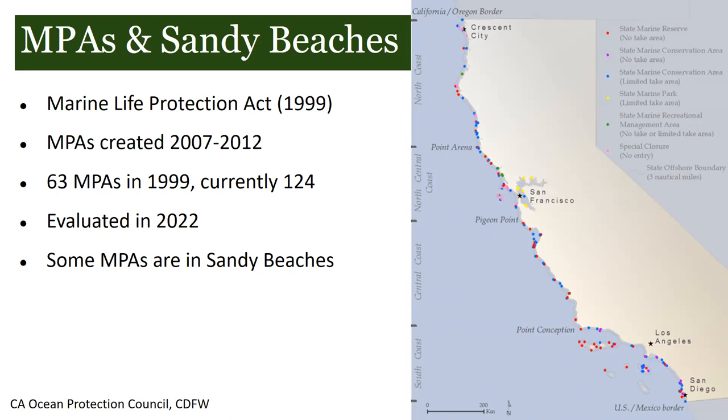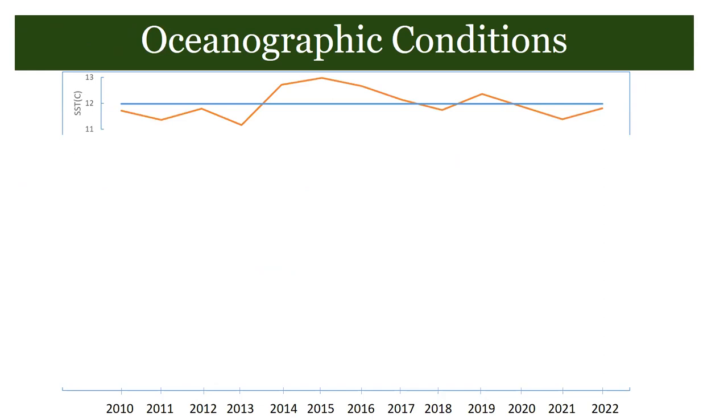Now, besides the human component, there is, of course, an oceanographic component to sandy beach surf zones. And I'm going to show you a series of panels on different environmental variables that are impacting sandy beach surf zones on our coast. I'm going to show you the first one so that you have an idea of what they're going to look like, and then I'm going to bring the rest of them. So this is sea surface temperature throughout the years from 2010 to 2022, which is the time during which these MPAs were being created, and also the time during which we have been doing our research.